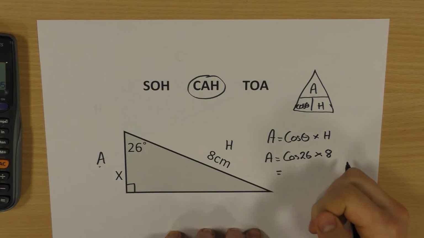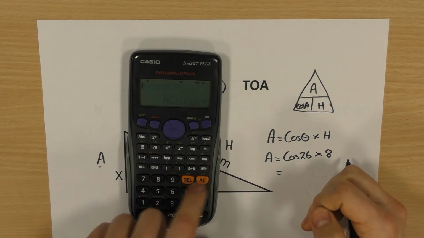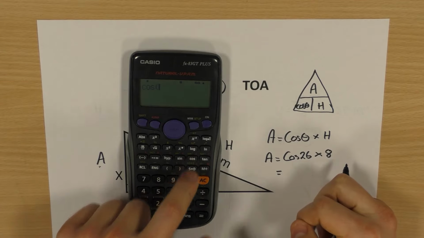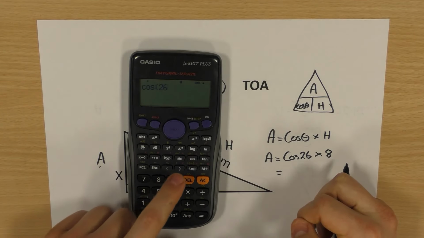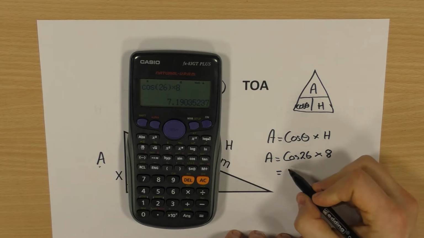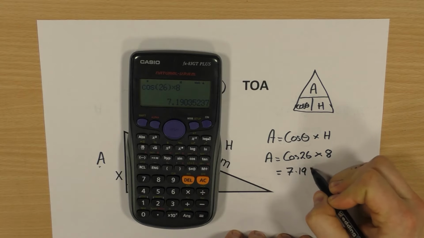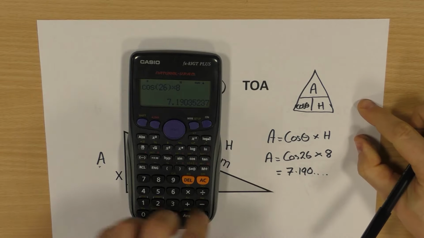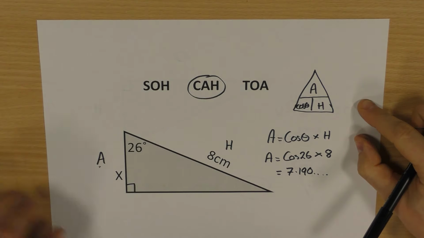So put that into your calculator. So I bring my calculator back here. Cos 26, don't forget to close the bracket, times by 8, and I get 7.190, etc., etc. And again, you can round it to whatever the question says you need to round it to.